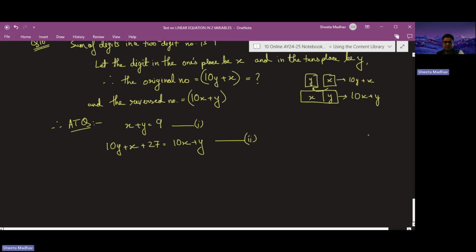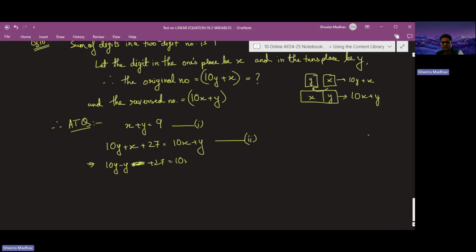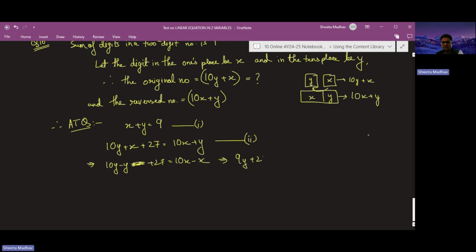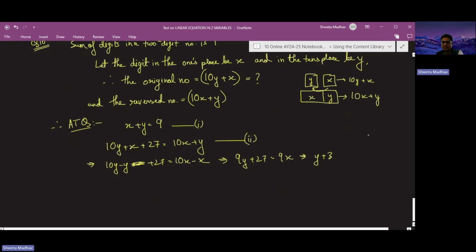So if we simplify the second equation, then we will get 10y minus y plus x, or you can say plus 27, that is equal to 10x minus x. So we can say 9y plus 27 is equal to 9x. If we divide by 9 on both sides, then we will get y plus 3 is equal to x, which is our equation 3.